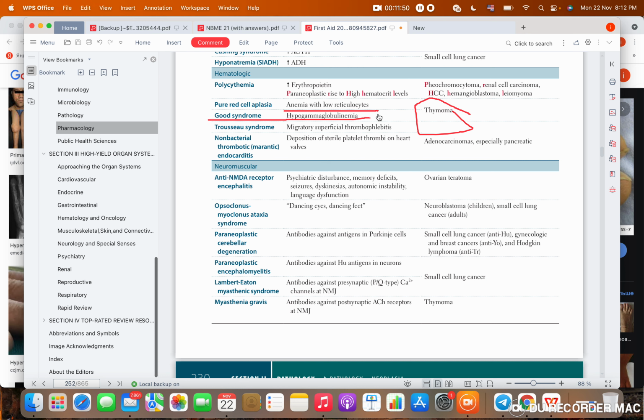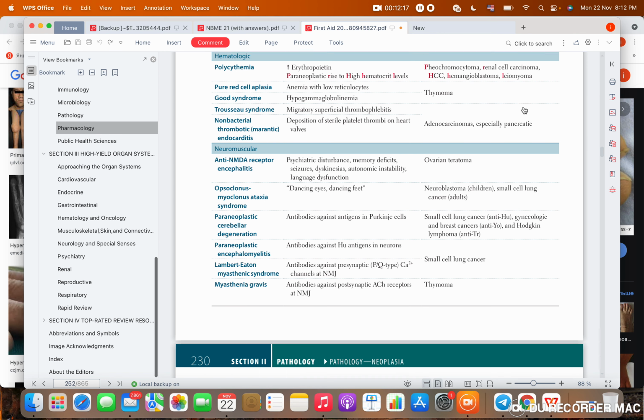agammaglobulinemia-like symptoms, which remind you of Bruton's agammaglobulinemia. The only difference is that Good syndrome is due to a tumor, while Bruton's agammaglobulinemia is not. On the exam, the way they give it to you, they give you Bruton's agammaglobulinemia-like symptoms, and a patient with a thymic mass, so he can have superior vena cava syndrome. And that can lead you to think about Good syndrome.